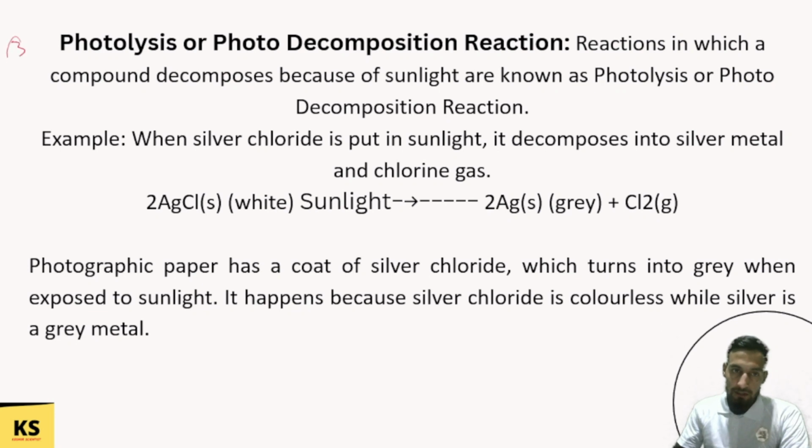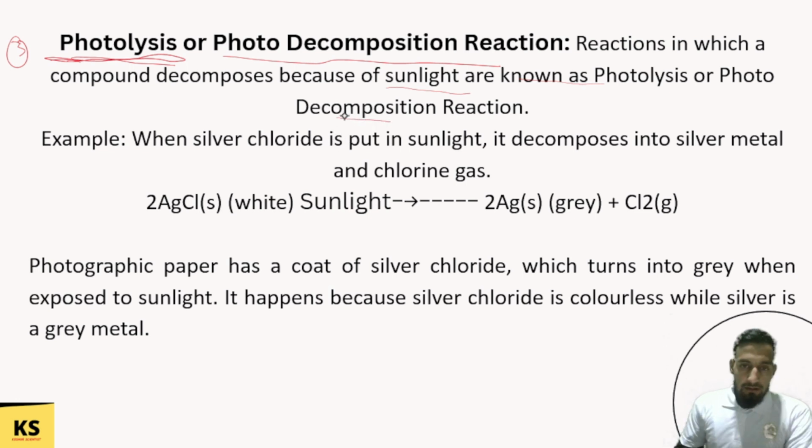The third type of decomposition is photolysis or photodecomposition reaction. Photolysis in short. Why? Because we will be supplying light energy. Reactions in which a compound decomposes because of sunlight are known as photolysis or photodecomposition reactions. When we break down any compound with the help of sunlight, or simply light, we say that this type of decomposition is called photolysis in short, or photodecomposition reaction.